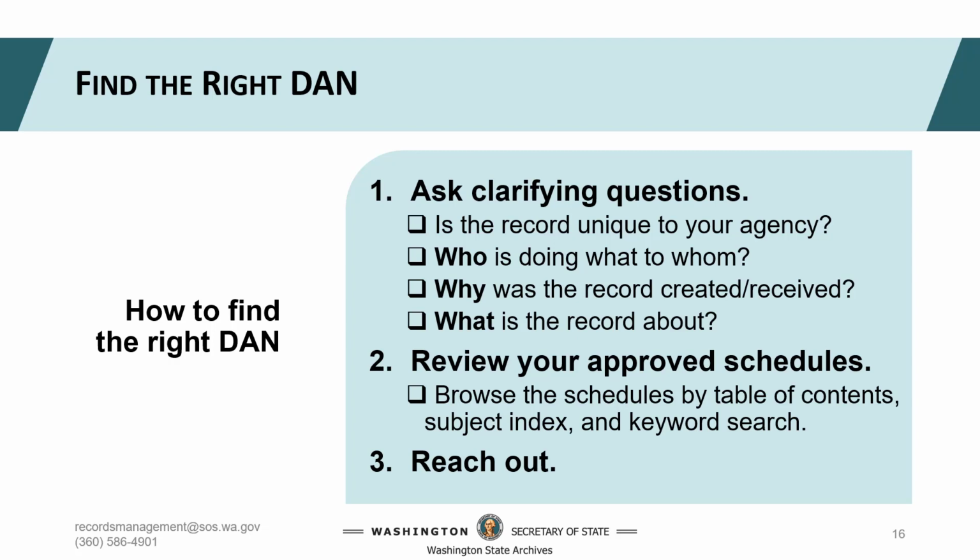Once you've addressed these foundational questions, visit your approved retention schedules on our website. Using the 3 main navigation techniques, find the record series that works best for the record at hand. If you still aren't clear on the appropriate record series, reach out to the records management team at the Washington State Archives. We are here to help.